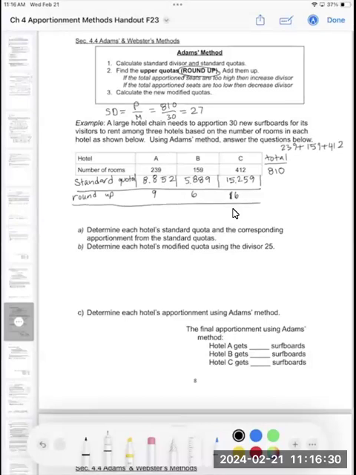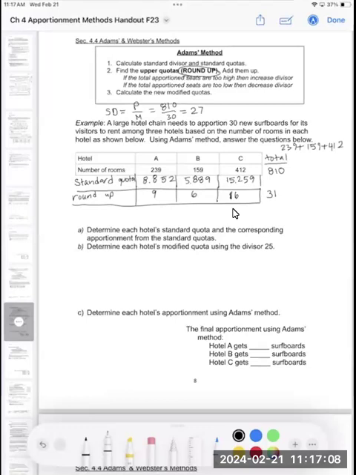And I'm gonna add those up and just see if it happens to equal this total of 30 that we want, the 30 surfboards that we want to hand out. So 9 plus 6 is 15, plus 16 is 31. So it's not exactly 30 like we need it to be, because this total, when we get done rounding up, needs to be exactly 30. It's not exactly 30.